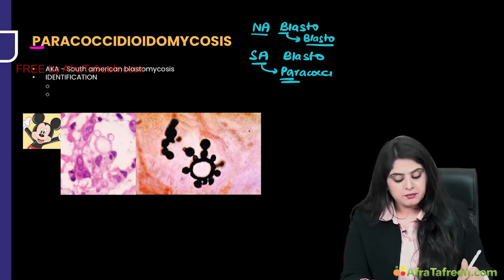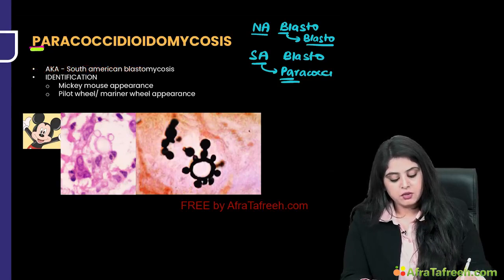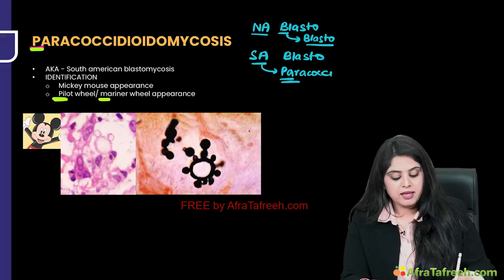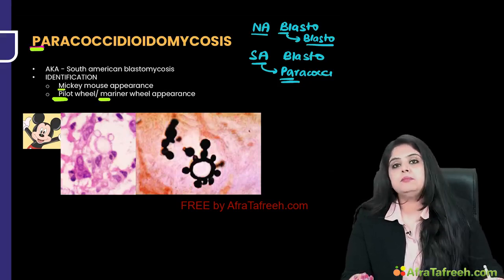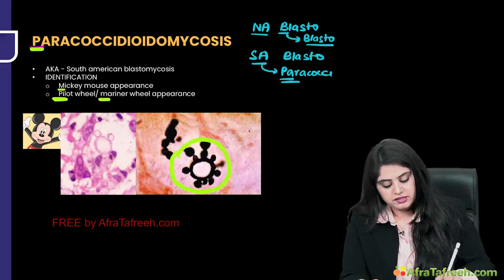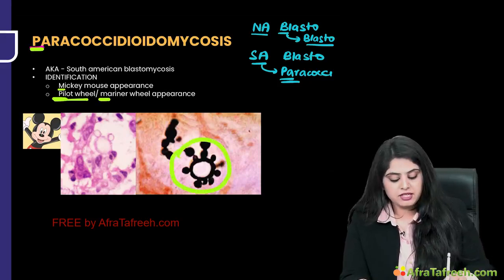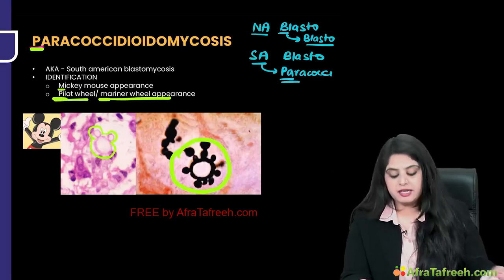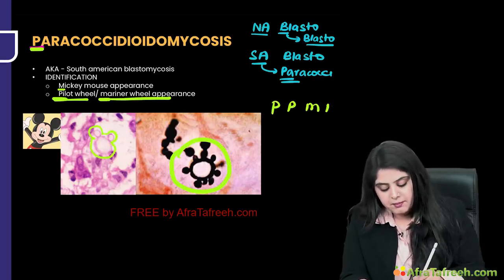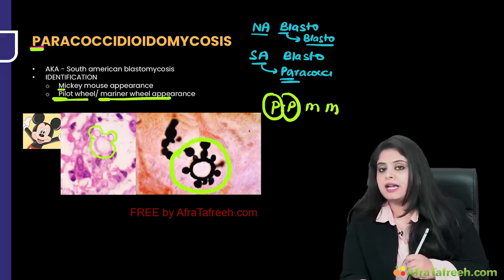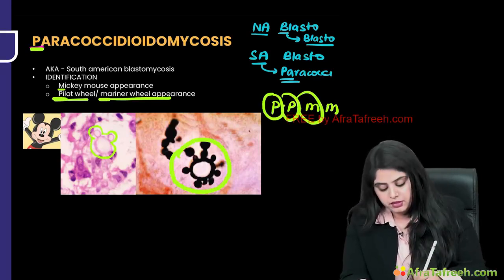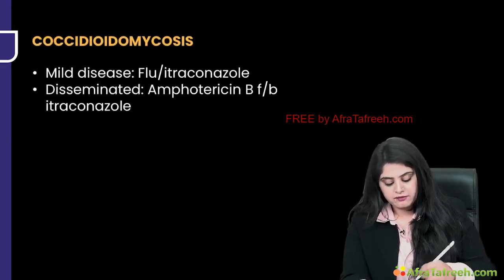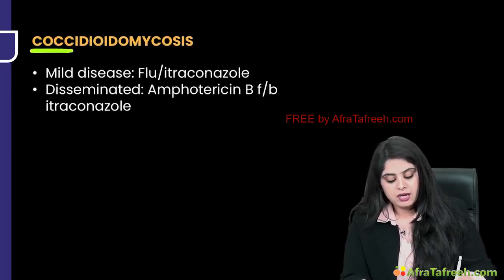What is PPMM? Please note P for paracoccidioidomycosis, P for pilot wheel appearance, also known as MM, mariner's wheel appearance and Mickey Mouse appearance. So ye dekho, this one, is it looking like a pilot wheel or a mariner's wheel? Yes. And is this looking like a Mickey Mouse ka classical face? Correct. So what did I say? PPMM, paracoccidioidomycosis, shows you pilot wheel appearance, known as mariner wheel appearance, known as Mickey Mouse appearance. Okay, para mein se para hata do, what are we going to be left with? We are now left with coccidioidomycosis.